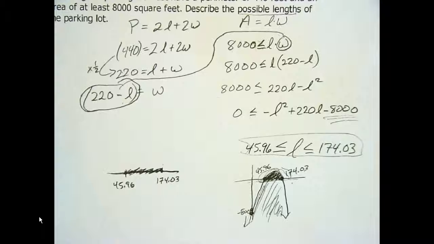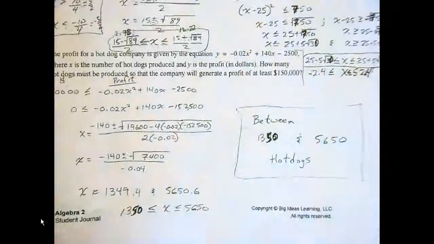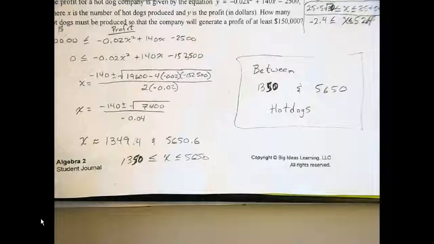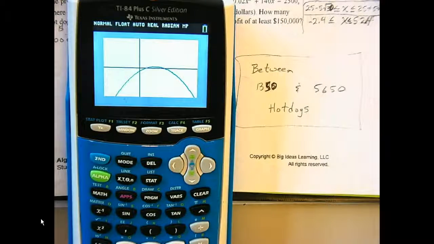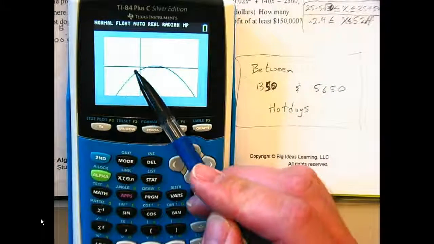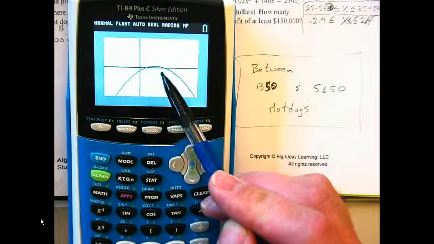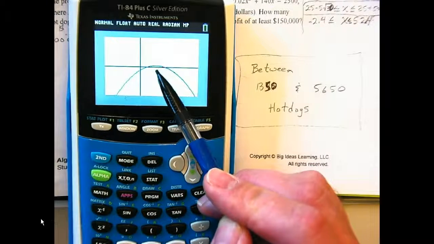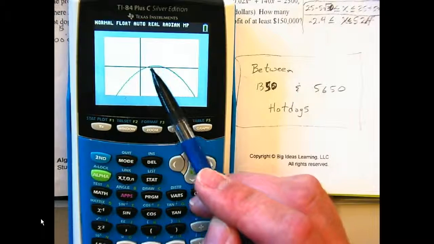All righty. Okay, hey guys, just so we can go back to that one problem, not that everyone is totally into it again, but there's our hot dog problem. I don't know what was going on with my graph, but there it is. And so just so you're aware, this right here, this 0, is your 1350. This is your 5650 right there. Okay, and so the part up here, that's where your profit is.